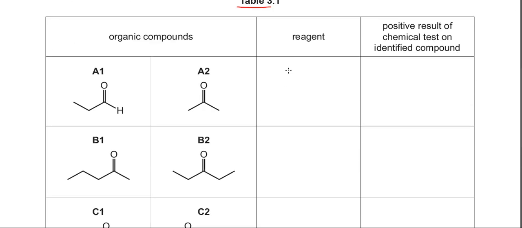First of all, we are going to mention the reagent, and then we have to give the positive result, whatever A1 or A2 is going to show with that reagent. As I discussed earlier, this is aldehyde, whereas this is ketone. How to distinguish aldehyde and ketone? We can use Tollens reagent. If we use the Tollens reagent, then what happens? We will see a silver mirror formed with A1.